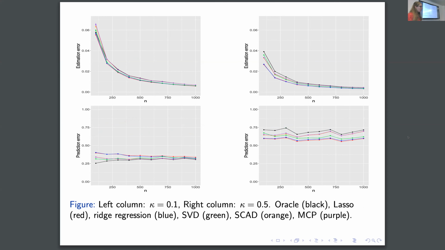So here we have the composite estimation error. This was the difference in our estimator and the true value in L2 norm. And as you can see, that decays to 0 for all estimators. That was what we said would happen. And then in the prediction error, we've got it converging to a constant, which is also what we said would happen, because we said predictions only converge to 0 when P over N gets to 0. Whereas in our case, we've got P over N equal to 0.1, or P over N equal to 0.5.